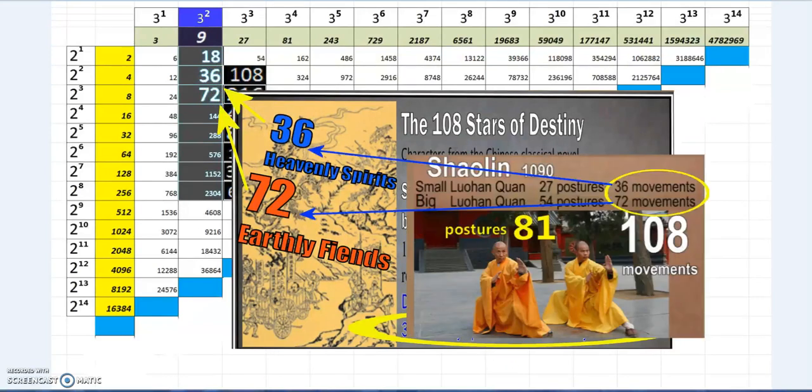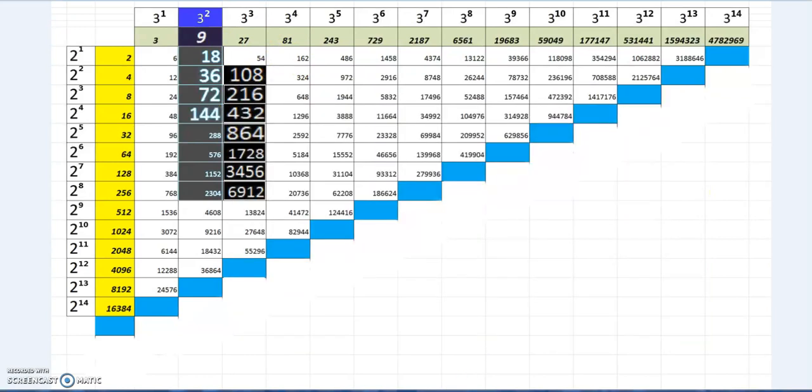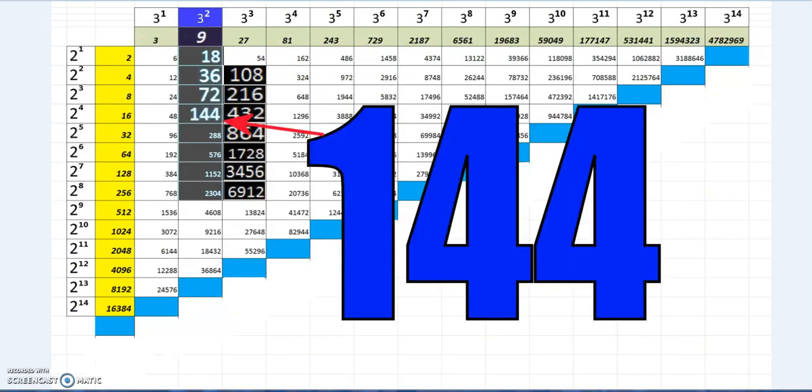And you will find it again in the Shaolin, 36 movements in the small Luohan, and in the big Luohan, 72 movements once more, even 81, 27, 54. These are all harmonics consistently across time. And now let's look into one of the biggies, and amongst this chunky part is 144.